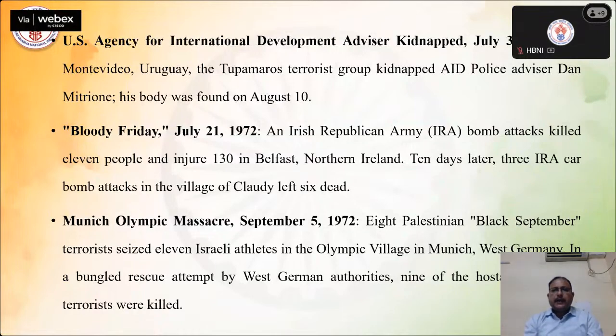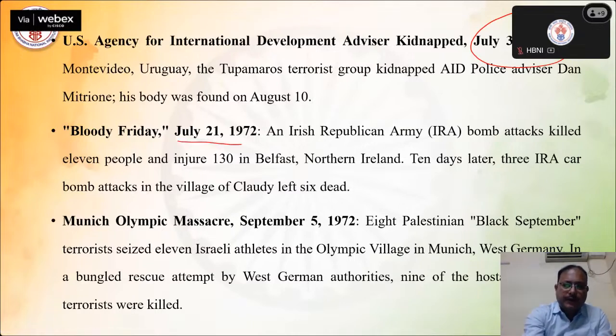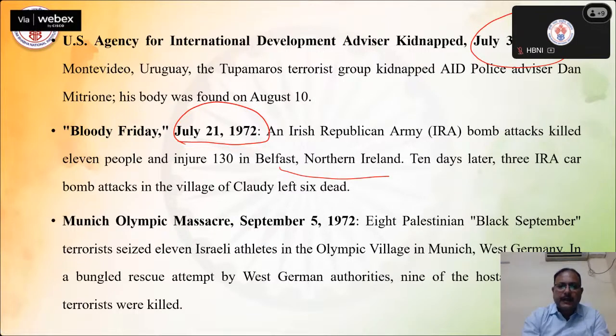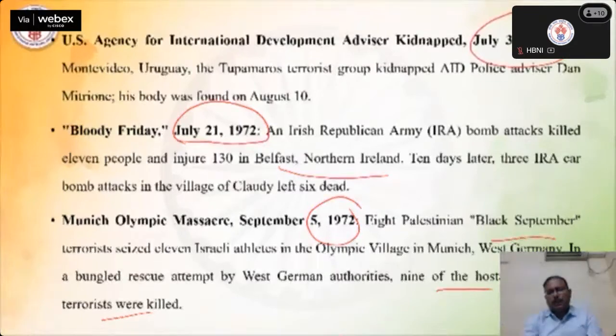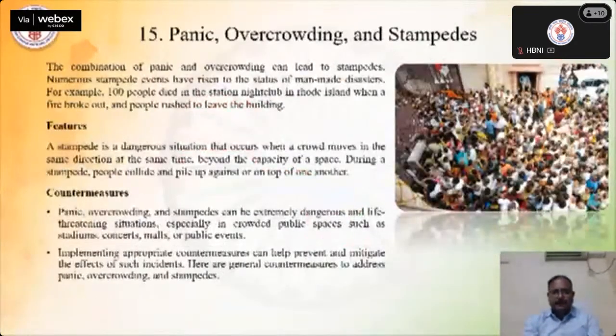Then a US Agency for International Development advisor was kidnapped on 31st July 1970. Bloody Friday, 21st July 1972: the Irish Republican Army, IRA, bomb attack killed 11 people and injured 130 in Northern Ireland. Munich Olympic massacre, 1972: eight Palestinian Black September terrorists seized 11 Israeli athletes in the Olympic village in Munich. In a bungled rescue attempt by West German authorities, 9 of the hostages and 5 terrorists were killed. So again, you can see fatalities are there. It is basically a group of man-made disasters.